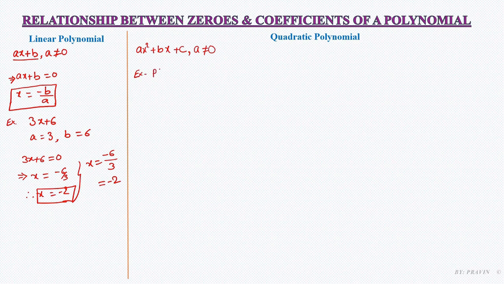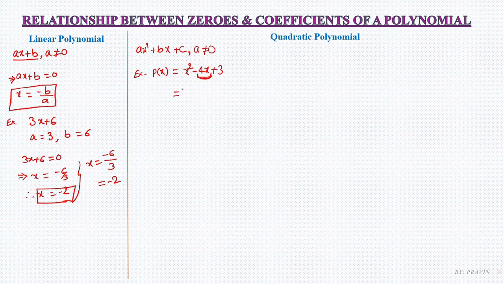So let's understand with the help of an example. Say you have a polynomial p(x) is equal to x square minus 4x plus 3. So first you need to factorize this quadratic polynomial by splitting its middle term. Its middle term is this minus 4x.